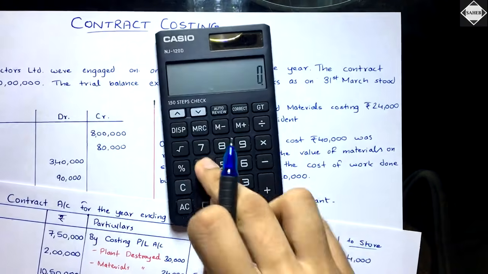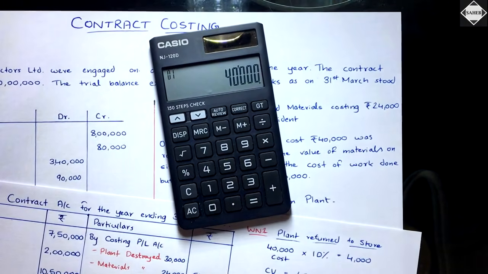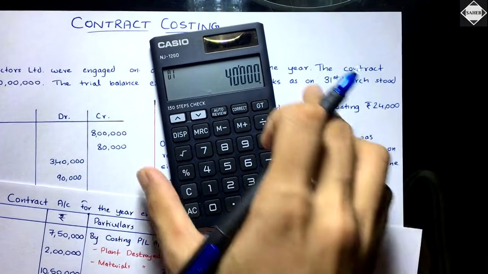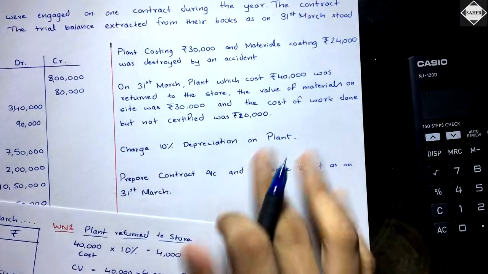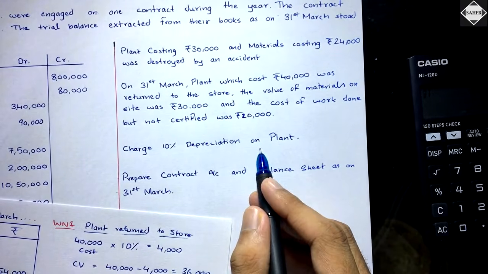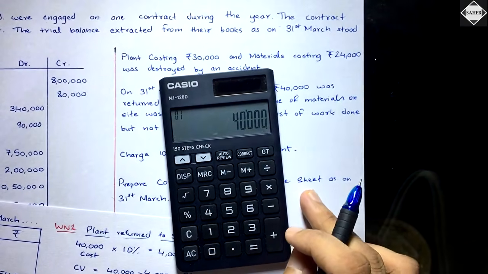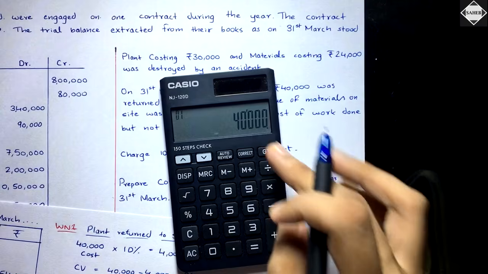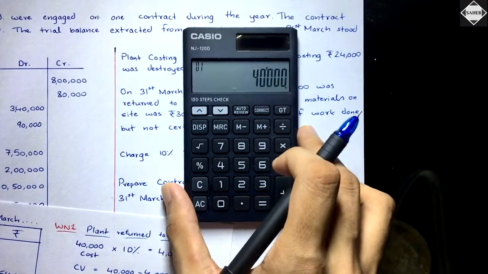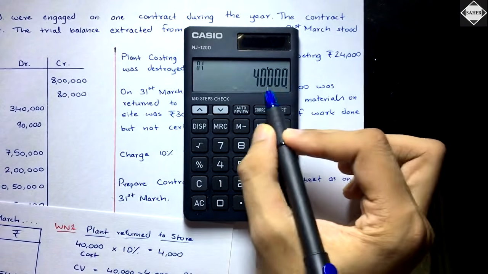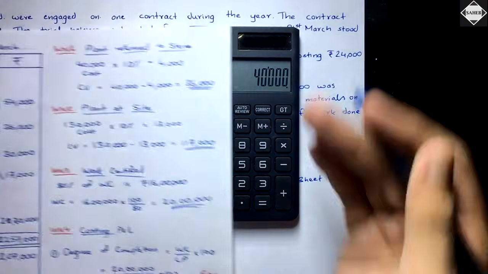40,000 is the cost of the plant that has been returned to the store. But let's see what the depreciation is. See here, charge 10% depreciation on plant. So that's what you have to do. 40,000, so 10% you have to depreciate. That means you have to take only 90%, isn't it? If this is 40,000, this is the cost, and you need the depreciated value.